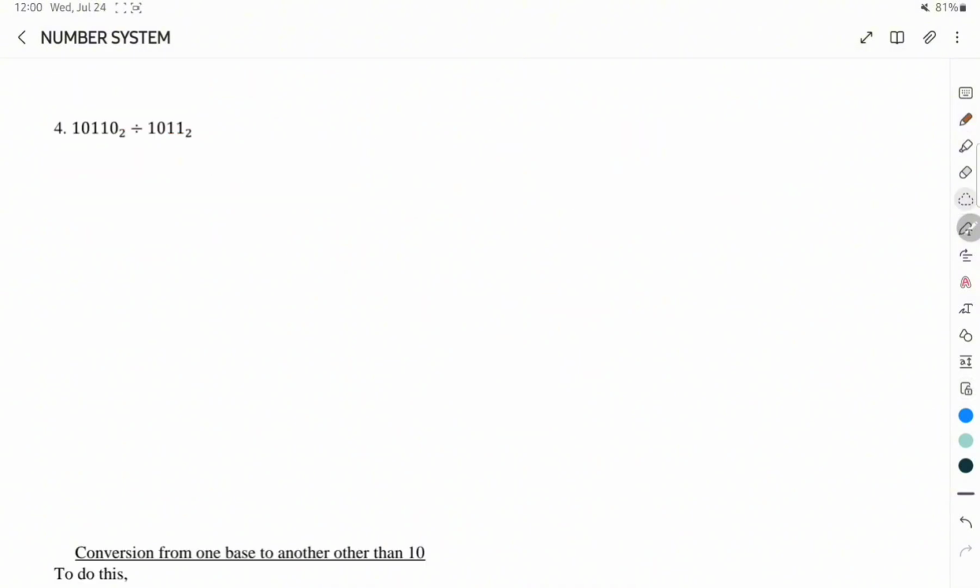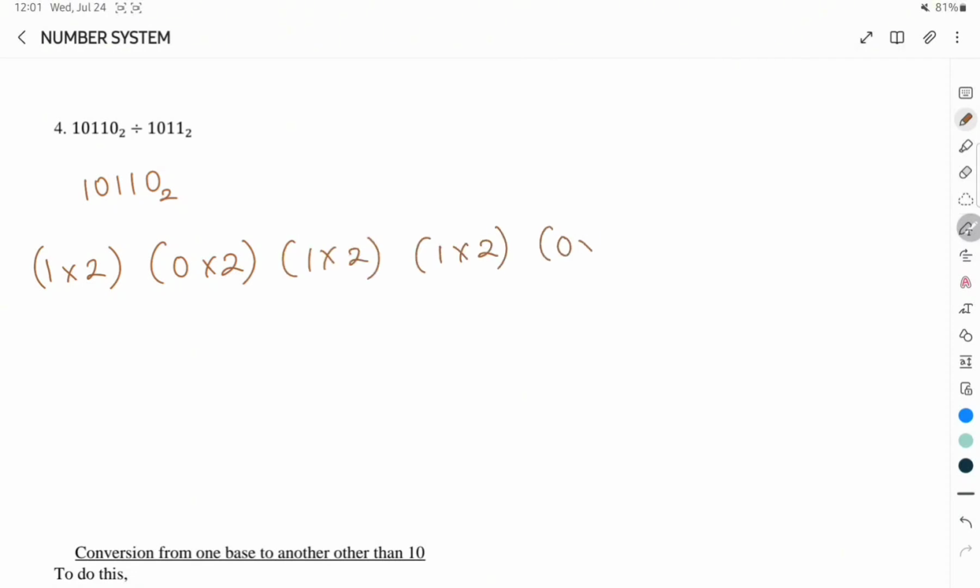For the second question, we say 10110 base 2 and convert it to base 10. So that will be 1 times 2, 0 times 2, 1 times 2, 1 times 2, and 0 times 2. Put a plus sign, then the index 0, 1, 2, 3, 4. So 1 times 2 to the power of 4 is 16, plus 0, plus 4, plus 2, plus 0, and that will be 22 base 10.